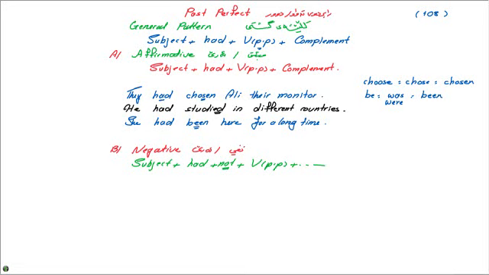For example, we can say they hadn't chosen Ali their monitor. Or we can say he hadn't studied in different countries.